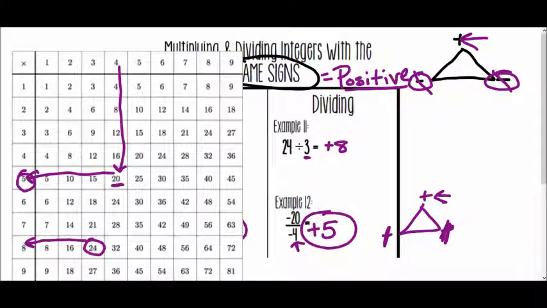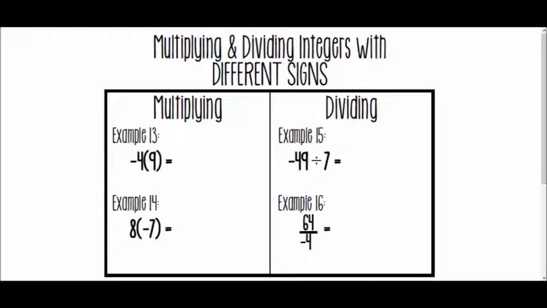Let's talk about now when we're multiplying and dividing integers with different signs. So this means a positive times a negative, or a negative times a positive. And this is where your triangle really comes in handy. When we were looking at adding integers, it worked out that we always take the sign of the larger number, but now when we're talking about multiplying and dividing, that doesn't have anything to do with it. The size of the number has absolutely nothing to do with the sign of your answer.